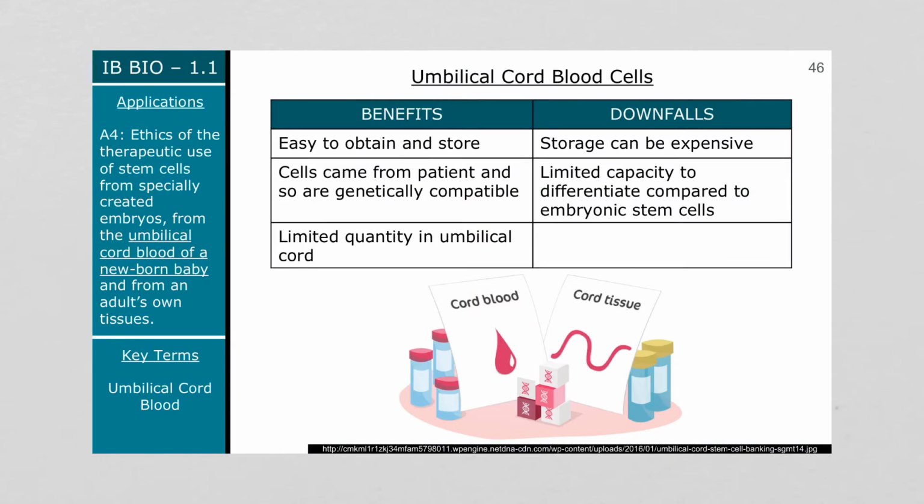All right, so here are some basic benefits and drawbacks for umbilical cord blood cells. They are easy to obtain and store, just removed right from the umbilical cord. And oftentimes umbilical cords are not kept, so they're just disposed of, so it's a good use of that material. The cells came from the patient, and so they're genetically compatible. You don't have to be concerned about that. And there is a limited quantity of those in the umbilical cord. Downfalls could be that it is expensive. The storage is expensive, and I just talked about the ethical dilemma with that. And they cannot differentiate into as many cell types as can the embryonic stem cells. And I think this limited quantity in the umbilical cord should probably be over there.